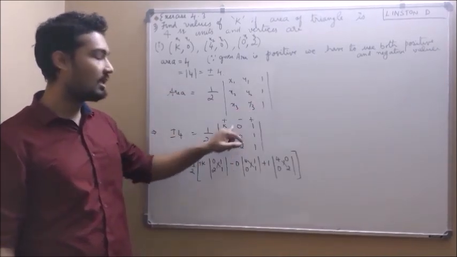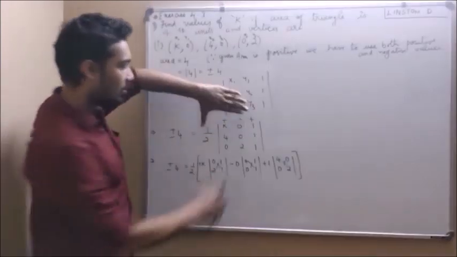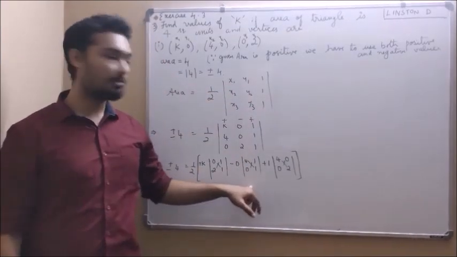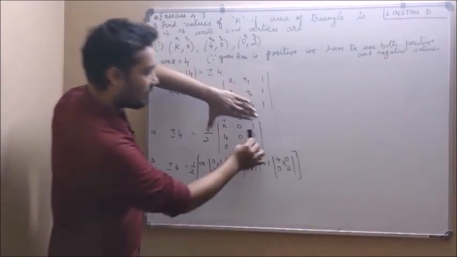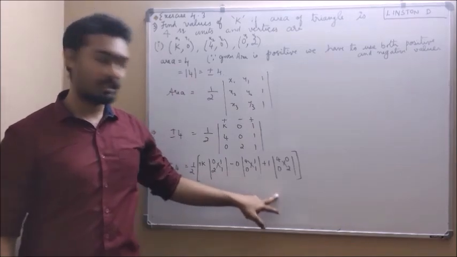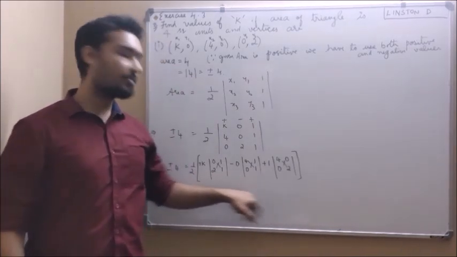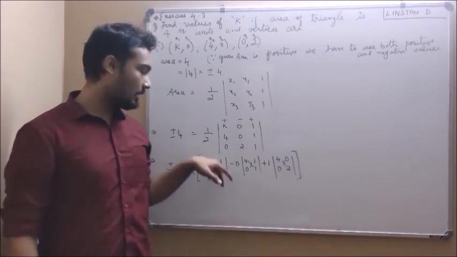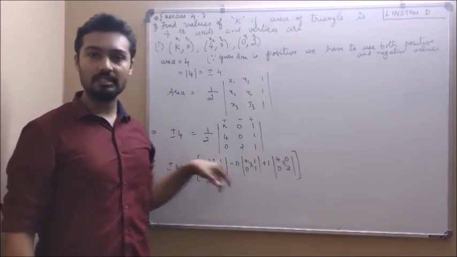Take its determinant. Then minus 0. Cover the row and column of 0. What remains? 4, 1, 0, 1. Take its determinant. Then plus 1. Cover the row and column of 1. What remains? 4, 0, 0, 2. Take its determinant. Now we take the determinant here of a 2 cross 2 matrix. You know how to take the determinant of a 2 cross 2 matrix. First diagonal, this minus this.